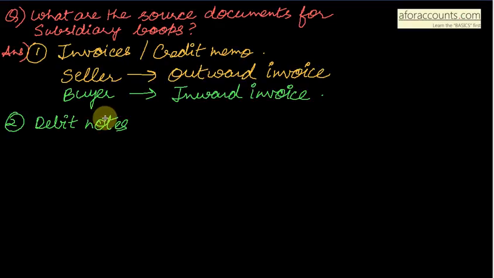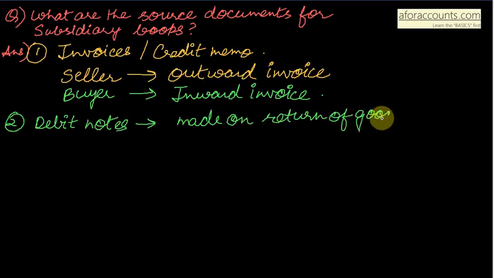We have read about debit notes, or there is a detailed slide on debit notes. In short, I want to let you know that on return of goods to the supplier, जिसने बेचा था उसको वापस कर दिया, debit is given to his account by a document which is called a debit note. So it is made on return of goods to the supplier.